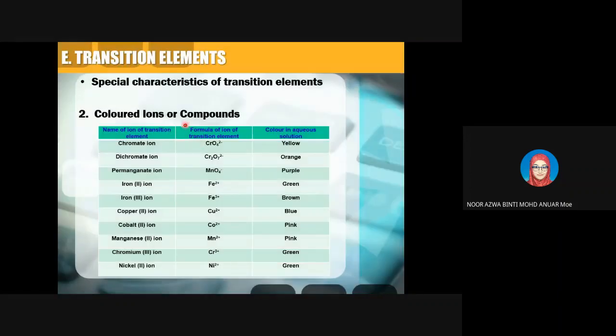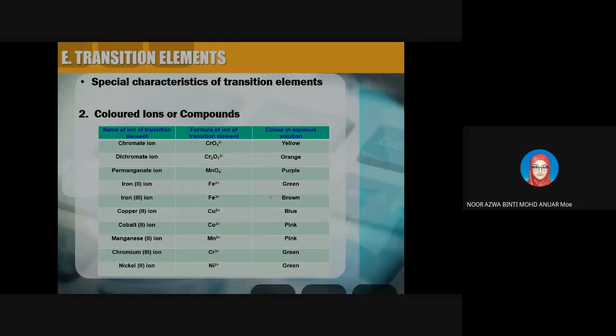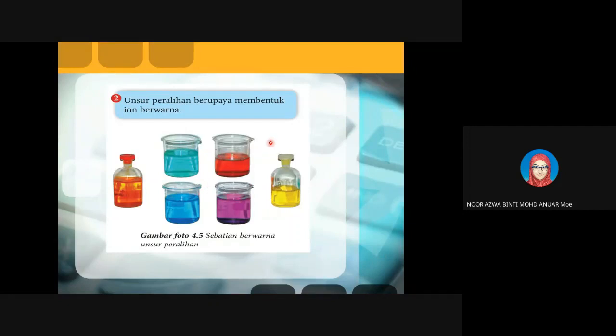Okay, number 2, keistimewaan dia, the special characteristic is dia ada colour. Okay, ada colored ions or compounds. Macam chromate ion ni warna yellow. Okay, dichromate ion orange. Permanganate ion purple. Okay, so tengoklah dia ada pelbagai color. Itu keistimewaan transition elements. Ni cikgu add satu slide lagi. Macam ni lah. Okay, sebatian berwarna.